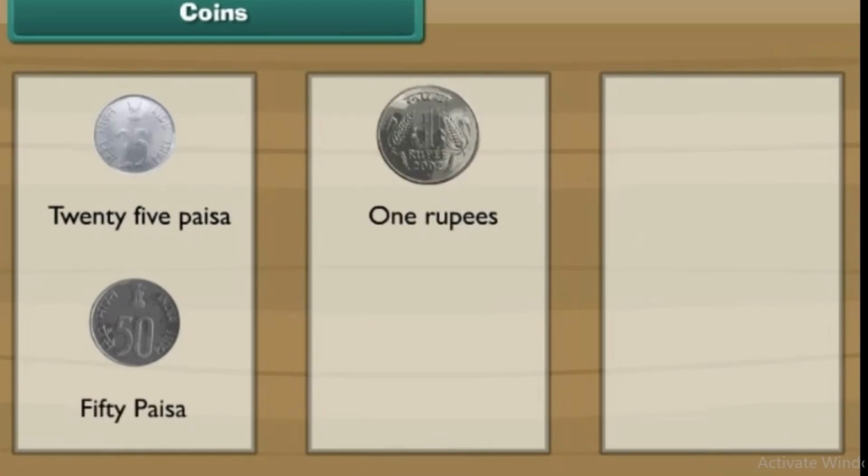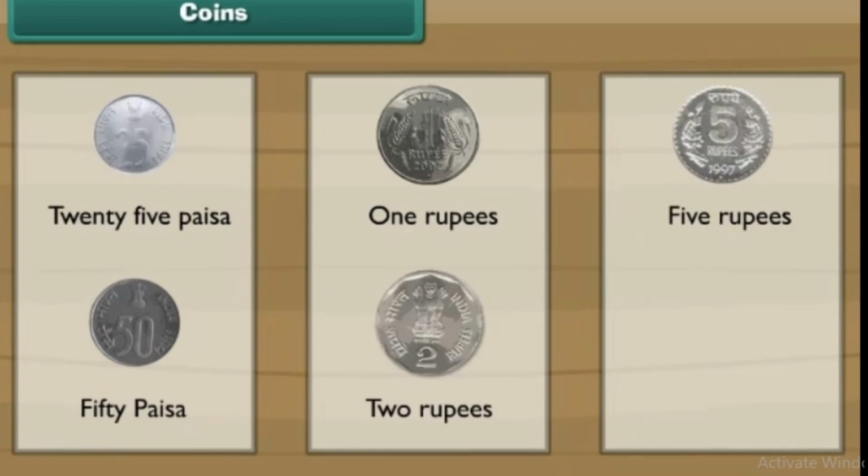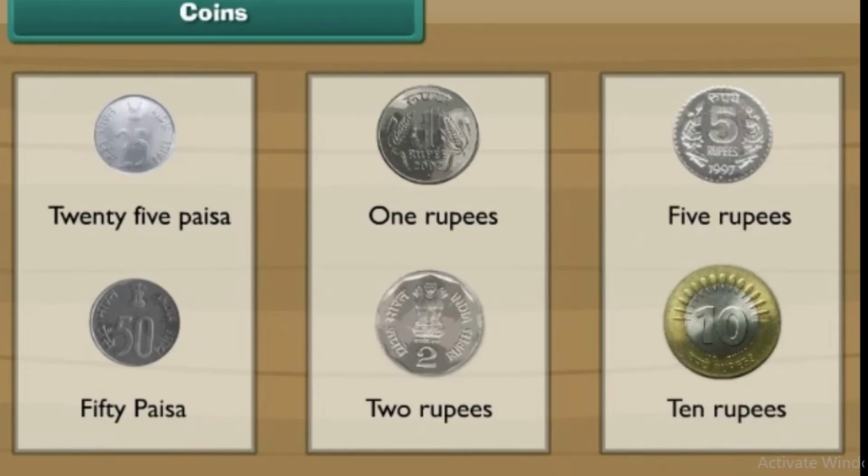This is a 1 rupee coin. This is a 2 rupee coin. This is a 5 rupee coin. This is a 10 rupee coin. Now let us use these coins in different combinations.